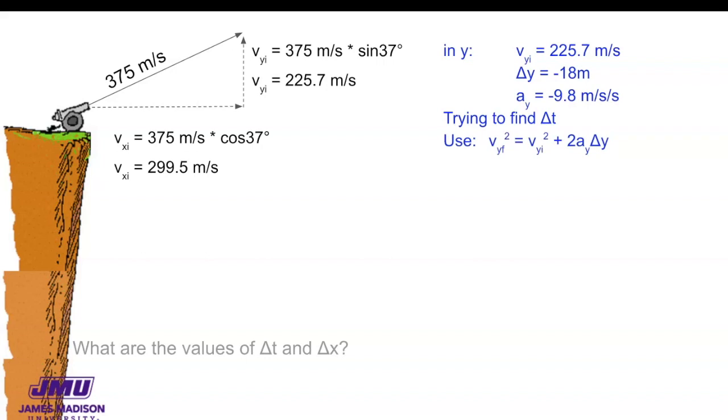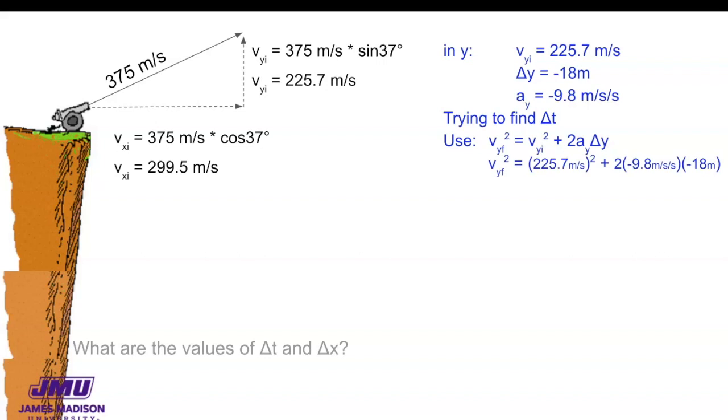I could instead do this, which you notice does not have delta t anywhere in it, so it's not actually helping me find delta t. But it would help me find v final in the y direction. If I plug in the numbers that I know, vy initial and acceleration in the y direction and delta y, I can calculate Vy final.